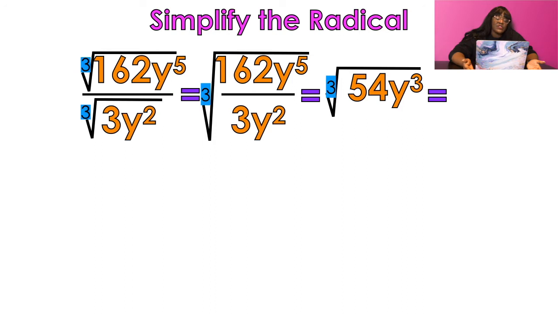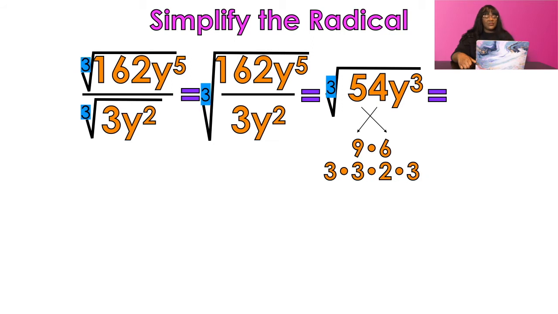In the last problem, 9 was a perfect square, so I could take the square root. But 54 is not a perfect cube. So I'm going to have to simplify it by doing the prime factorization, which we did in that last section. 9 times 6. Can I break apart the 9? Can I break apart the 6? 9 is 3 times 3, and 6 is 2 times 3. So I need to break apart the y's also. So y. I'm going to look for groups of what? 3. Groups of 3 because it's a cube root.